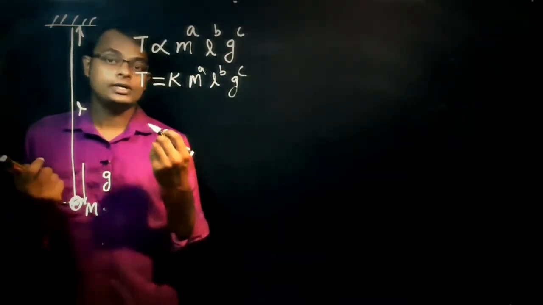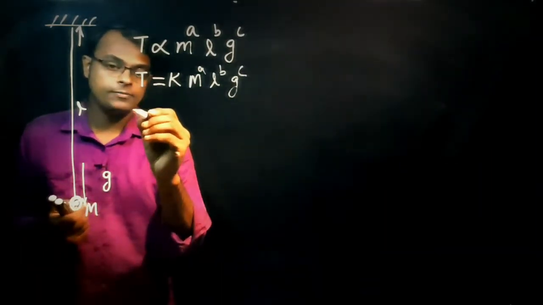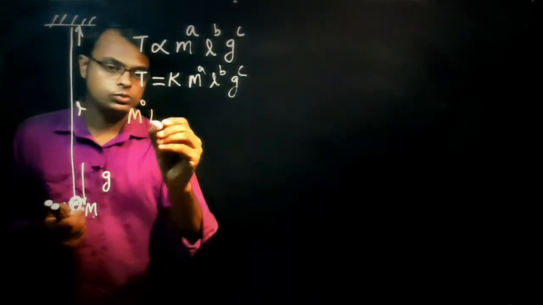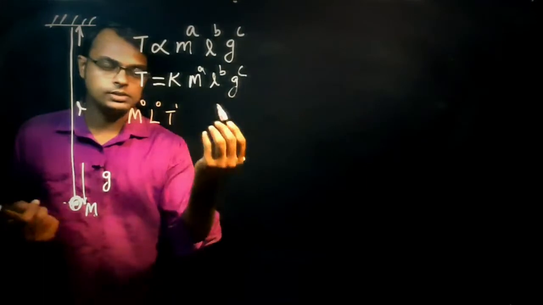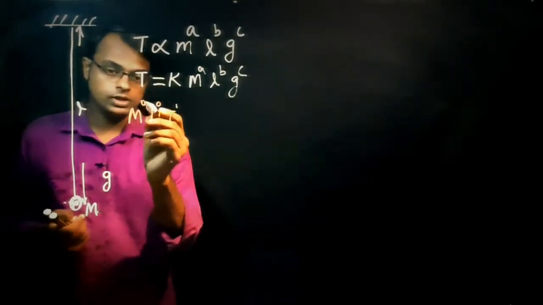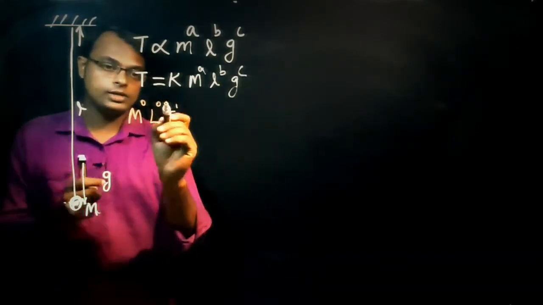What is the dimension formula of T? On the left hand side you can write M to the power 0, L to the power 0, T to the power 1. That is T. It depends only on what? Time period. So there is nothing related to mass and nothing related to L. So only the dimension is time period.